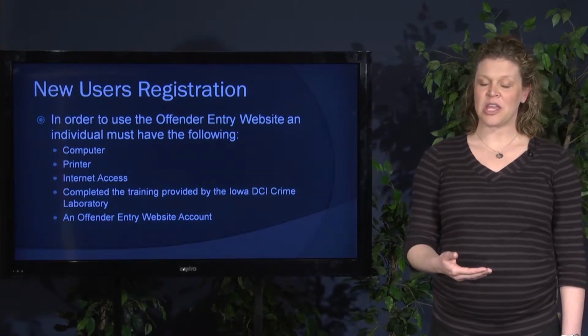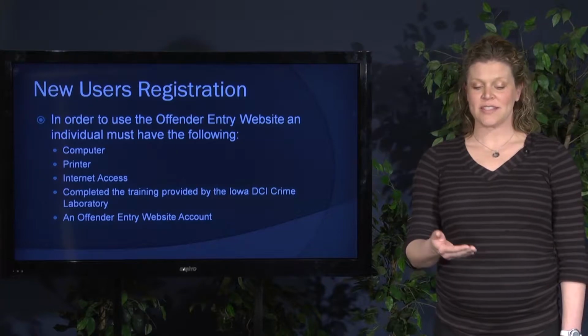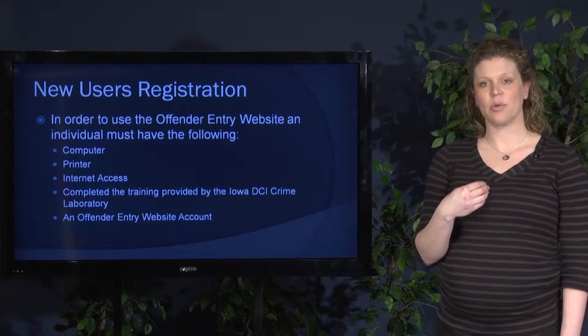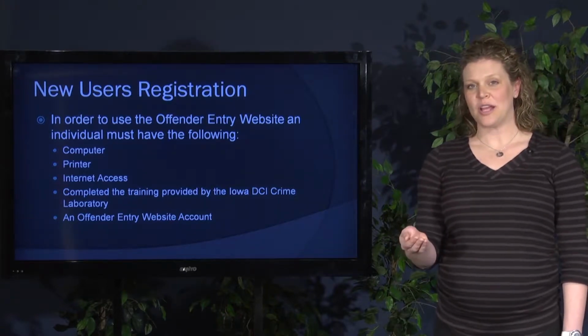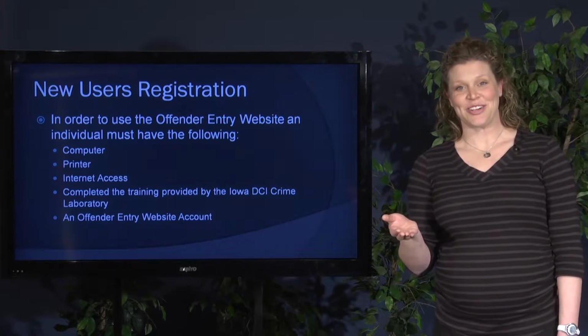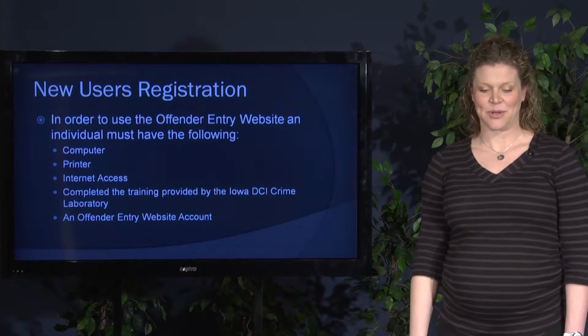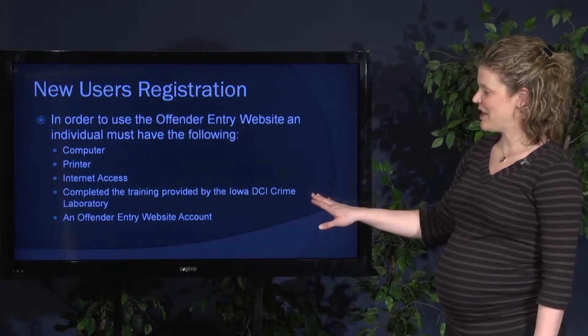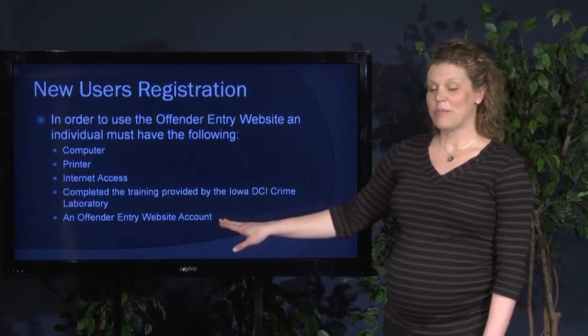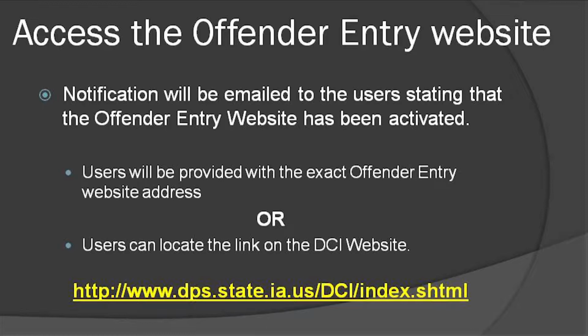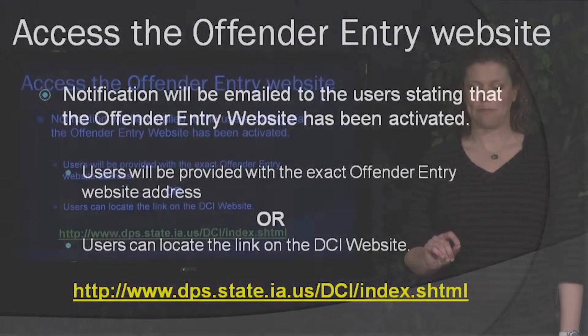The other way you can be identified as completing the training is having one of those trained individuals train you. We at the DCI Lab will provide you with a quiz. You will fill out that quiz, complete it, hopefully get all the questions correct, send it back to us, and we will provide you with a username and password. So once you've completed the training at the laboratory, you will be provided, like I said, with a website account. To access the website, a notification is going to be emailed out to you when the website is live. Right now, it is not live and has not been activated yet.